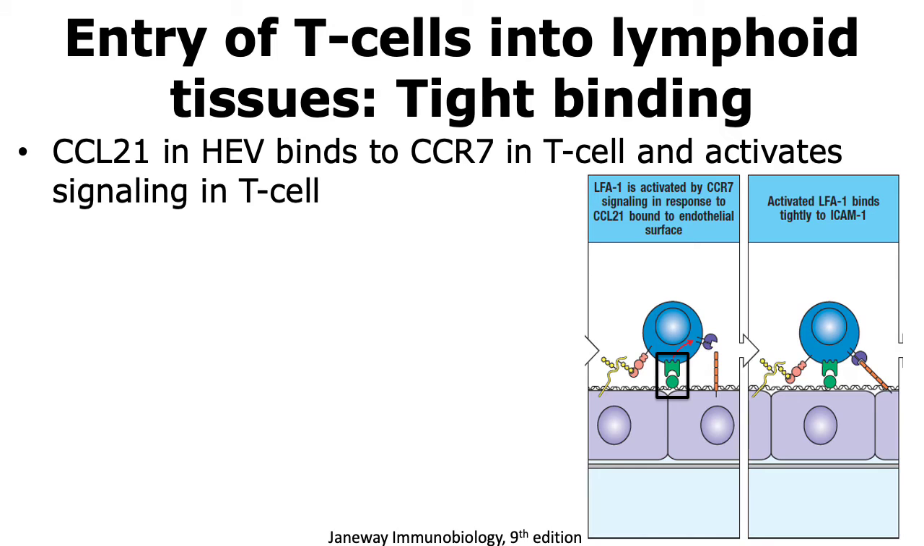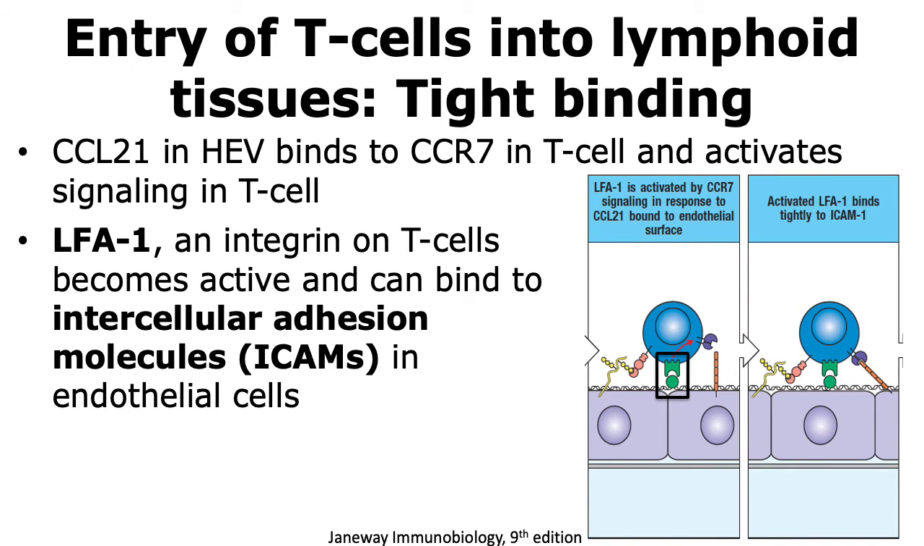Now, in that endothelial venule, we do see CCL21 being made. This CCL21, as we saw before, is made by the stromal cells that are present in the lymph node. This CCL21 is able to bind to the CCR7 on the T cell. This activates a signaling pathway in the T cell, and it triggers a conformational change in an integrin present on the T cell.